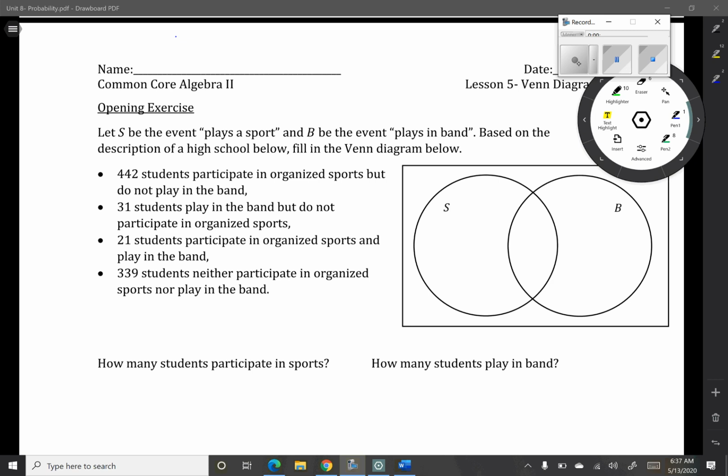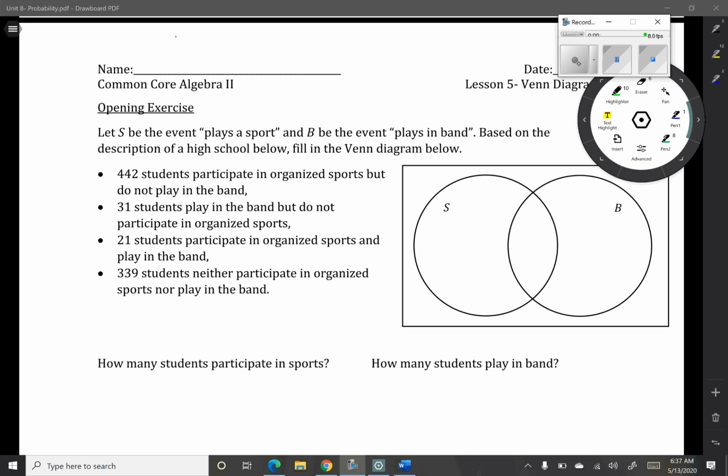Video here for lesson number 5 on Venn diagrams. So we're looking at Venn diagrams today. I know you've worked with Venn diagrams in other math classes, but we're going to look at them now in a little bit of a different way and look at them as a way of finding probabilities.